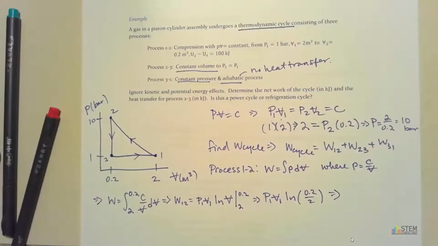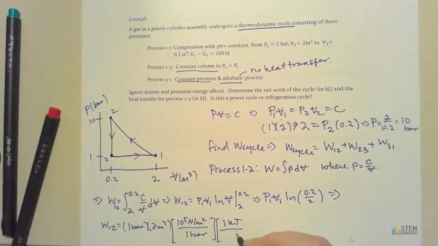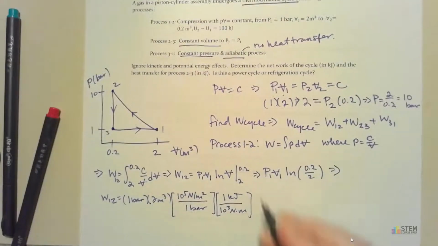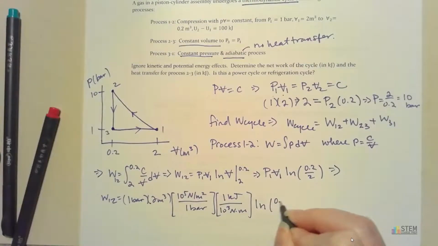Let's go ahead and plug in P1 and V1, check our units, because remember we want kilojoules. P1 is 1 bar, V1 is 2 cubic meters. Now this is bar and then cubic meters. We don't want that. We want to get rid of bar. So that's going to be the conversion 10 to the 5th Newton per meter squared over bar. And then we want to go to kilojoules. So 1 kilojoule per 10 to the 3rd Newton meters. And then we multiply that by natural log of 0.2 over 2.